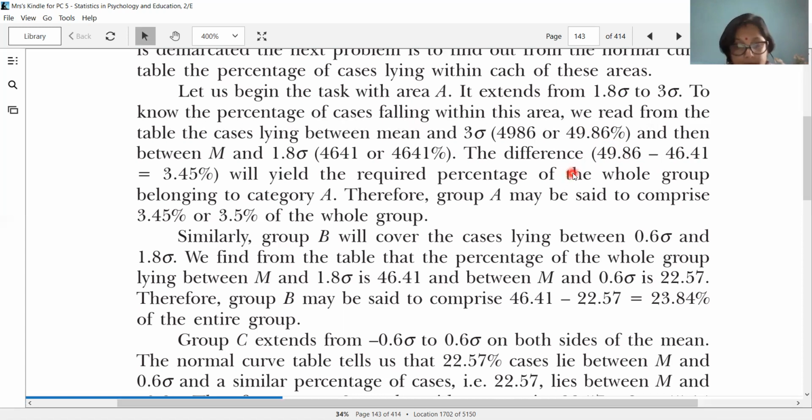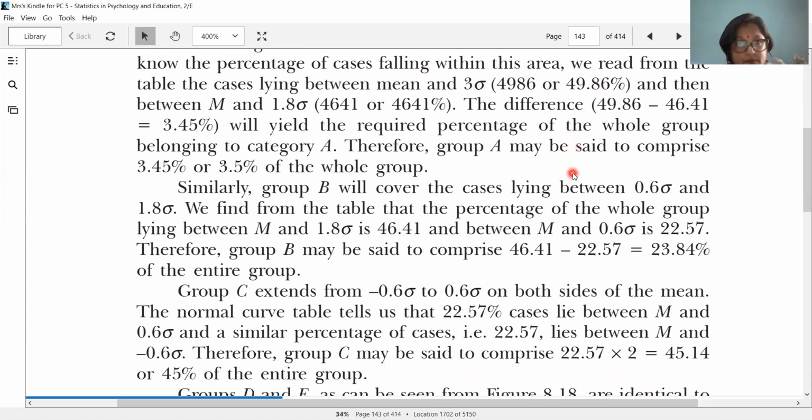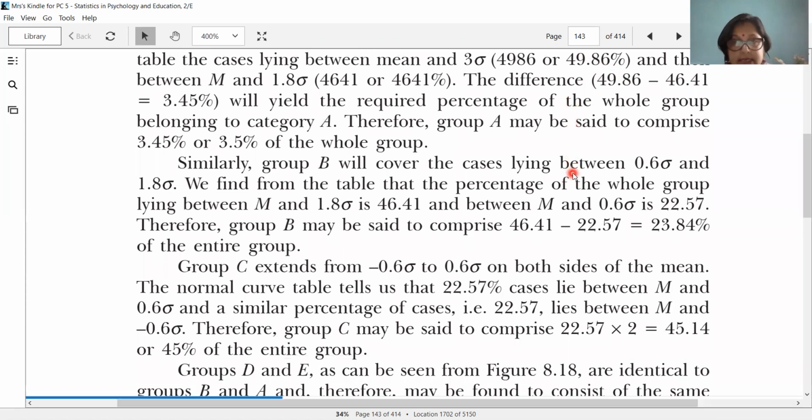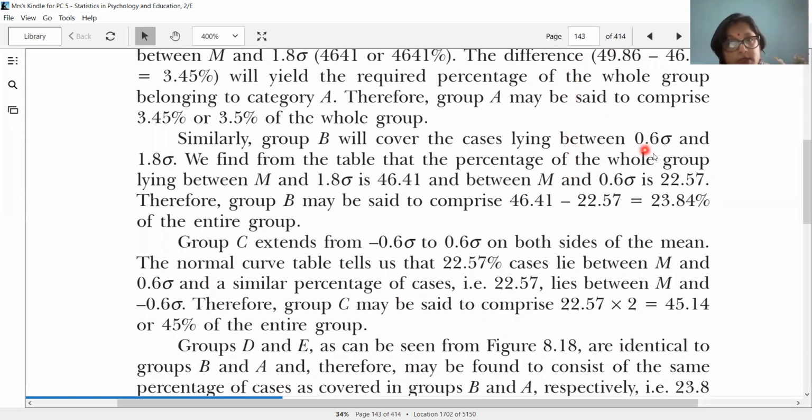Okay, similarly, group B covers the cases lying between 0.6 sigma and 1.8 sigma. So here again, we need to find out the percentage of cases for 0.6 sigma as well as 1.8 sigma, which we already know as 46.41%. Now, the percentage of cases for 0.6 sigma is 22.57%.